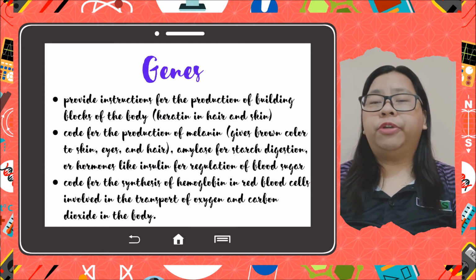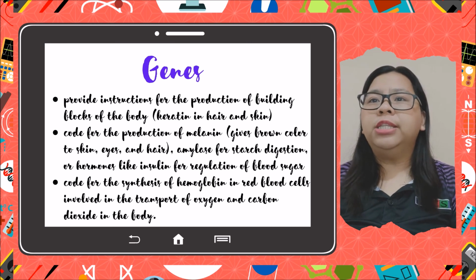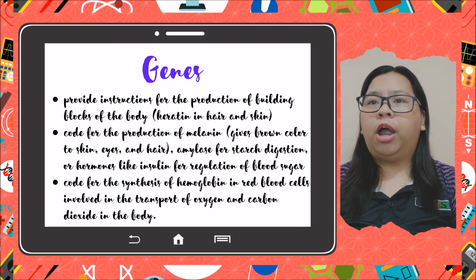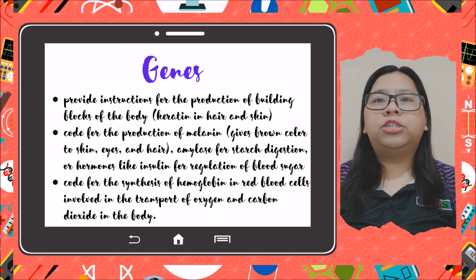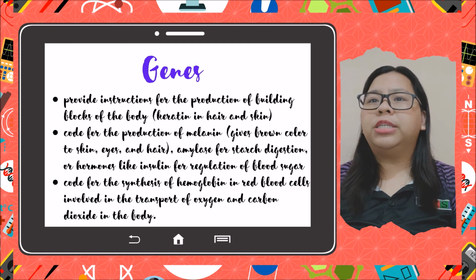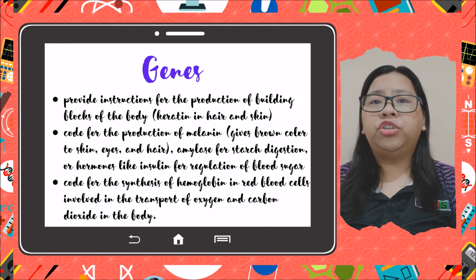Some genes provide instructions for the production of building blocks of the body, such as the keratin in hair and skin. Some genes code for the production of melanin that gives brown color to the skin, eyes, and hair. Others code for amylase for starch digestion, or hormones like insulin for regulation of blood sugar, or the synthesis of hemoglobin in red blood cells involved in the transport of oxygen and carbon dioxide in the body. Since genes are inherited, it is not surprising that parents and offspring resemble each other in many ways, both in form and function.